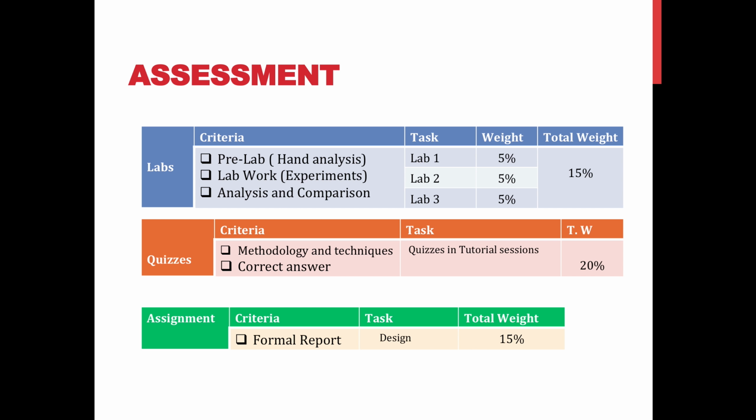For the assessment, the criteria is as follows. 50% of the weight is for the labs, 3 labs, each one 5%. Then there are quizzes. Each quiz in each tutorial class will have marks. In total, I think we have 8 tutorials, so 8 quizzes, and it's going to be about 20% of the assessment. The assignment is going to be a design. You're going to design something and use MATLAB for coding, or Excel. It requires a formal report, and it's going to be 50%. And the rest, which is 50%, is for the final exam.